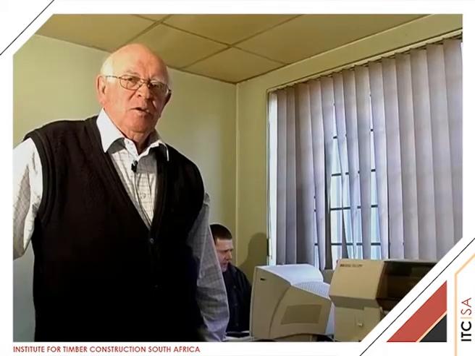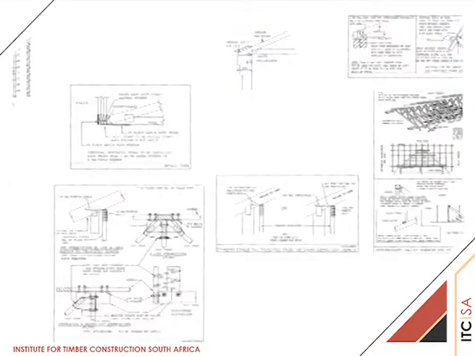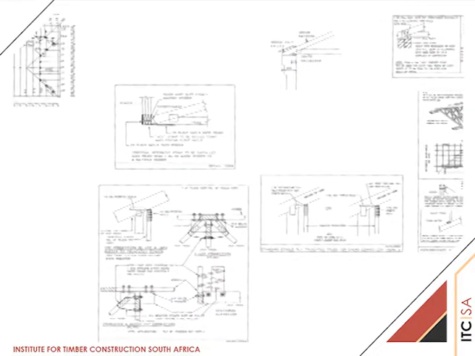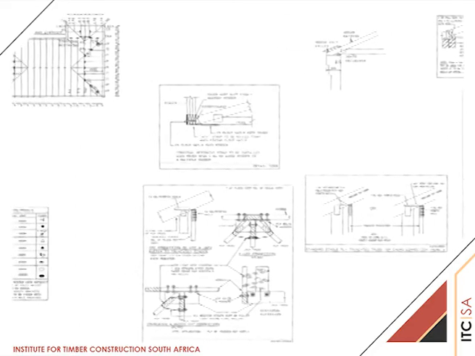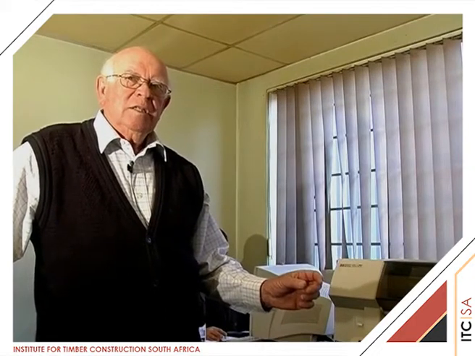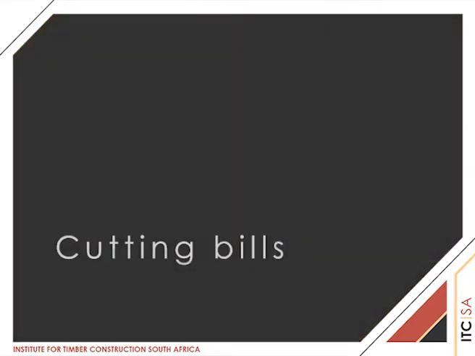The computer then produces comprehensive, proper working drawings so that the erector can read these drawings and understand exactly the position of the roof trusses, how they're erected, how they're braced, and all the details to make sure that the roof is erected in a safe manner according to the design requirements.